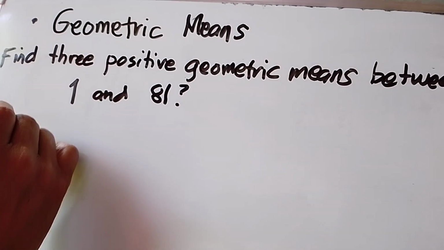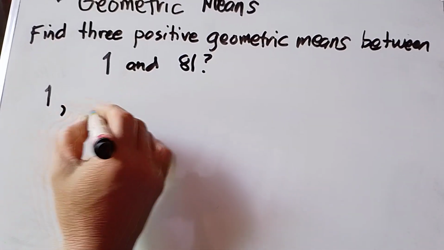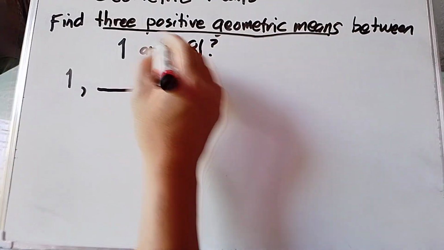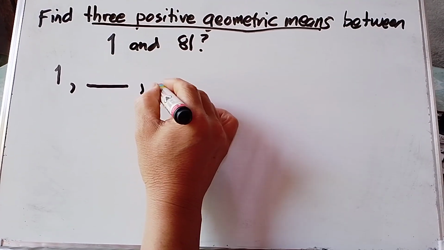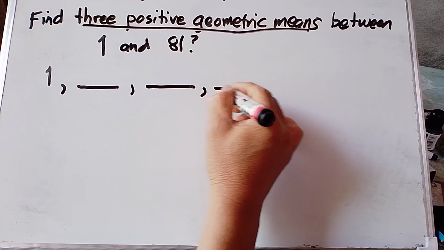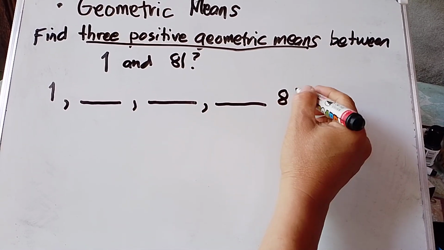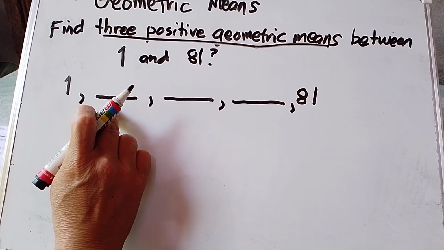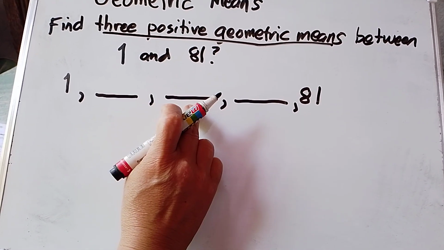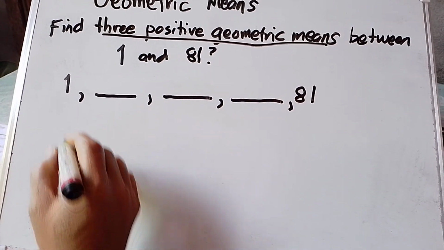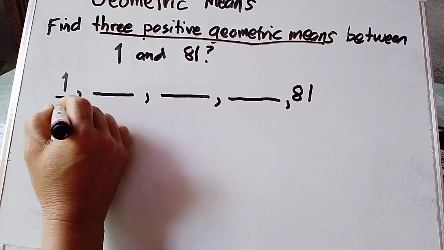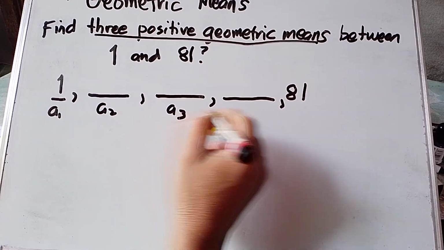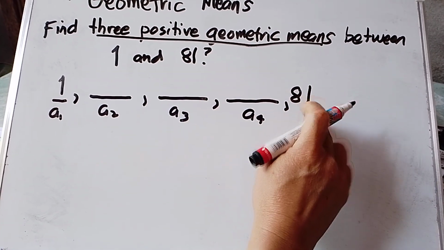So I have here 1, and then between, there are three positive geometric means. So 2, then 3, then the last will be 81. We are asked to find this one, the next, and this one. Since we know that this is A1, A2, A3, A4, and then this will be A5.